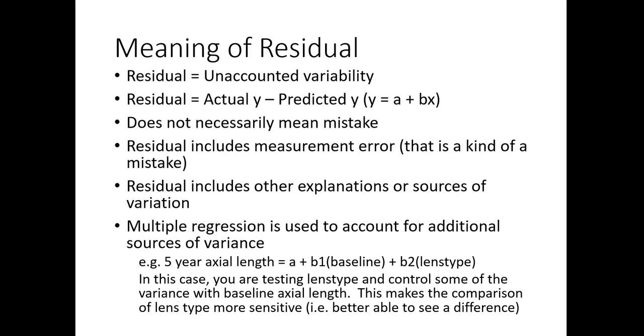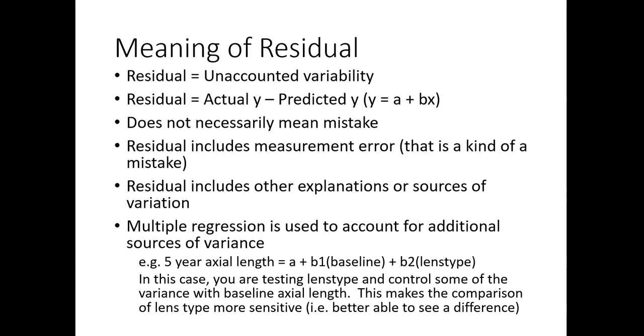Residual includes measurement error, that is a kind of mistake. Residual also includes other explanations or sources of variation. For example, age might be something that would contribute to the variability from baseline. So if you started out older, as an older child at baseline, you're going to have less residual around the model than if you started out young.